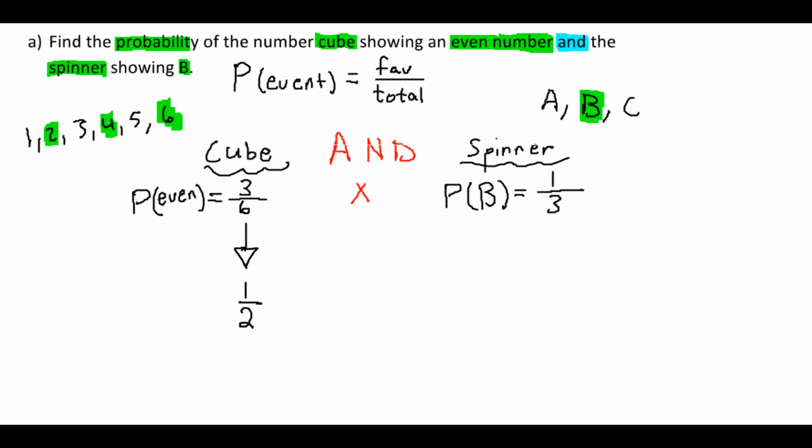Now I'm going to take 1/2 and multiply it by this fraction here, 1/3. And when we multiply fractions, we just multiply straight through on top, straight through on bottom. So 1 times 1 gives us a value of 1. 2 times 3 gives us a value of 6. So the probability of having your cube land on an even number and your spinner landing on B is 1/6, and we can box this answer up.